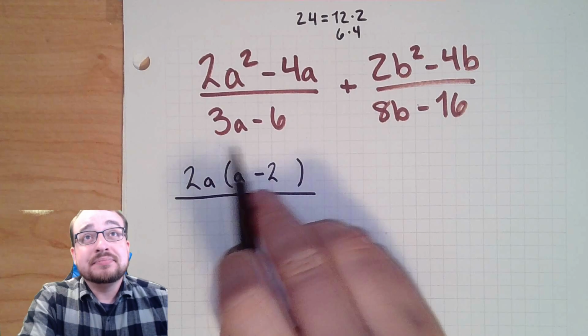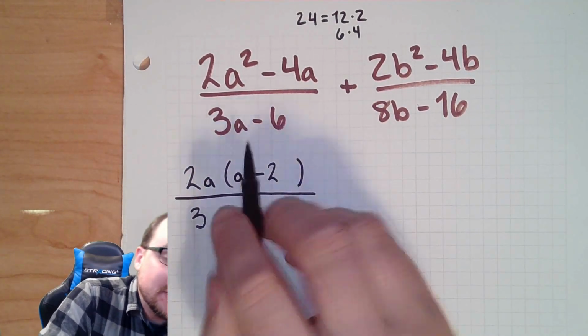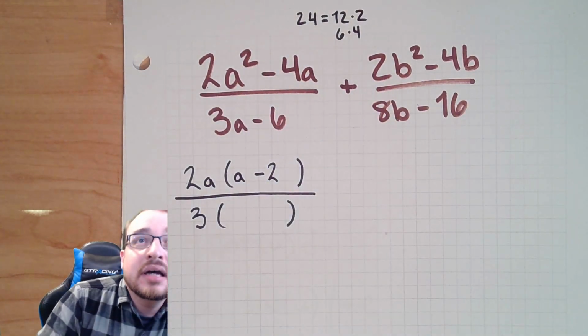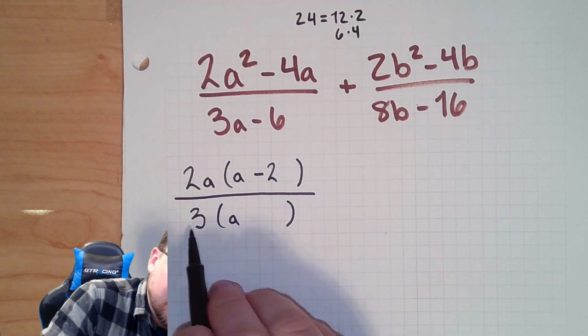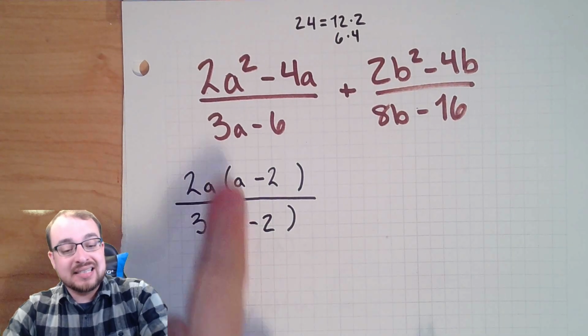In the bottom, I can see that we have a common factor of 3, but they don't have a common factor of A. And that's fine. So just 3. And what will be left over is A. 3 times A is 3A. And 3 times negative 2 would get me negative 6. So this is the same thing as that.